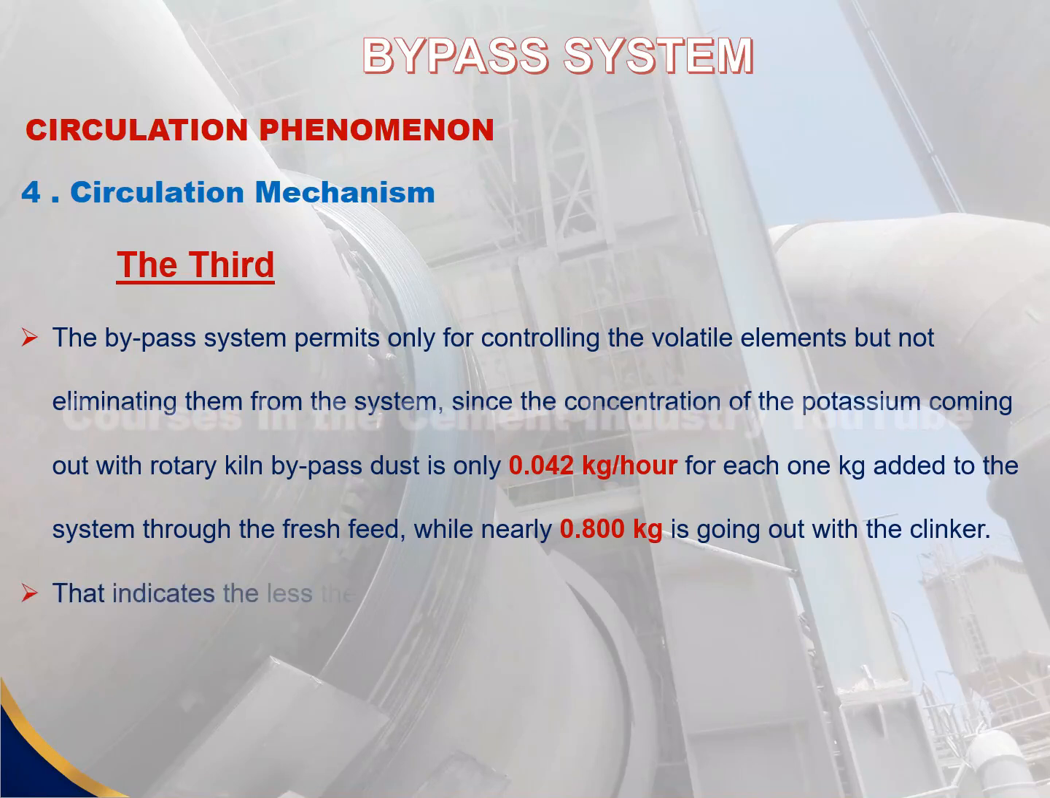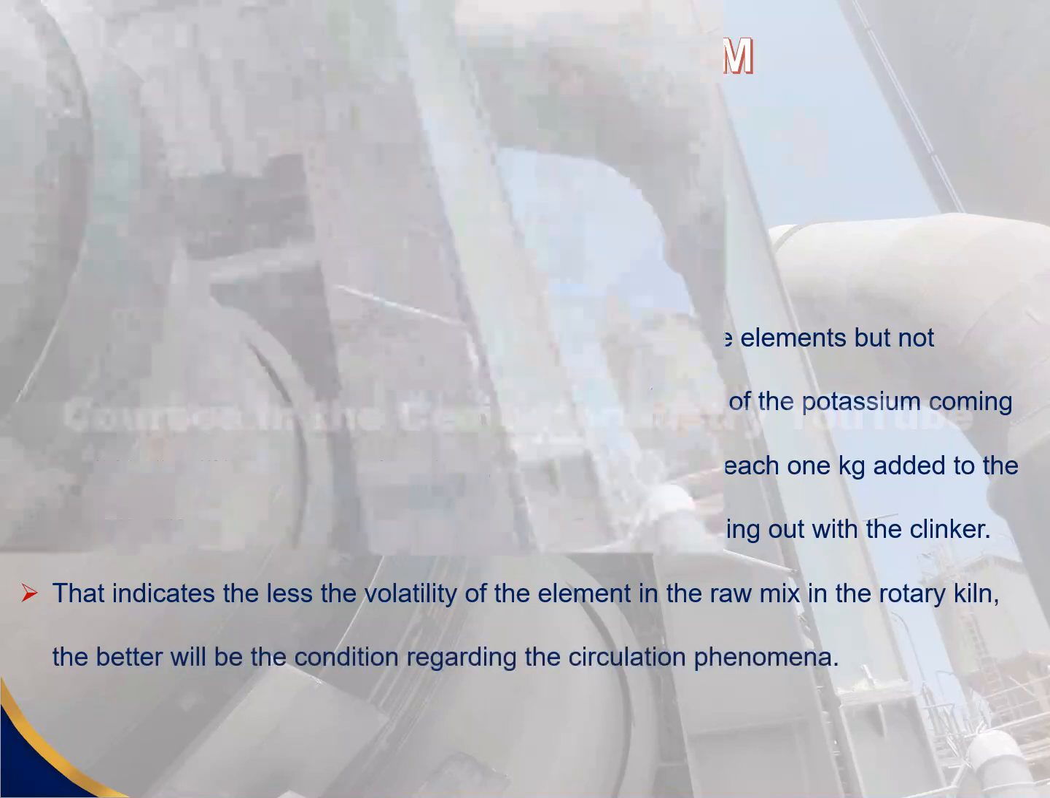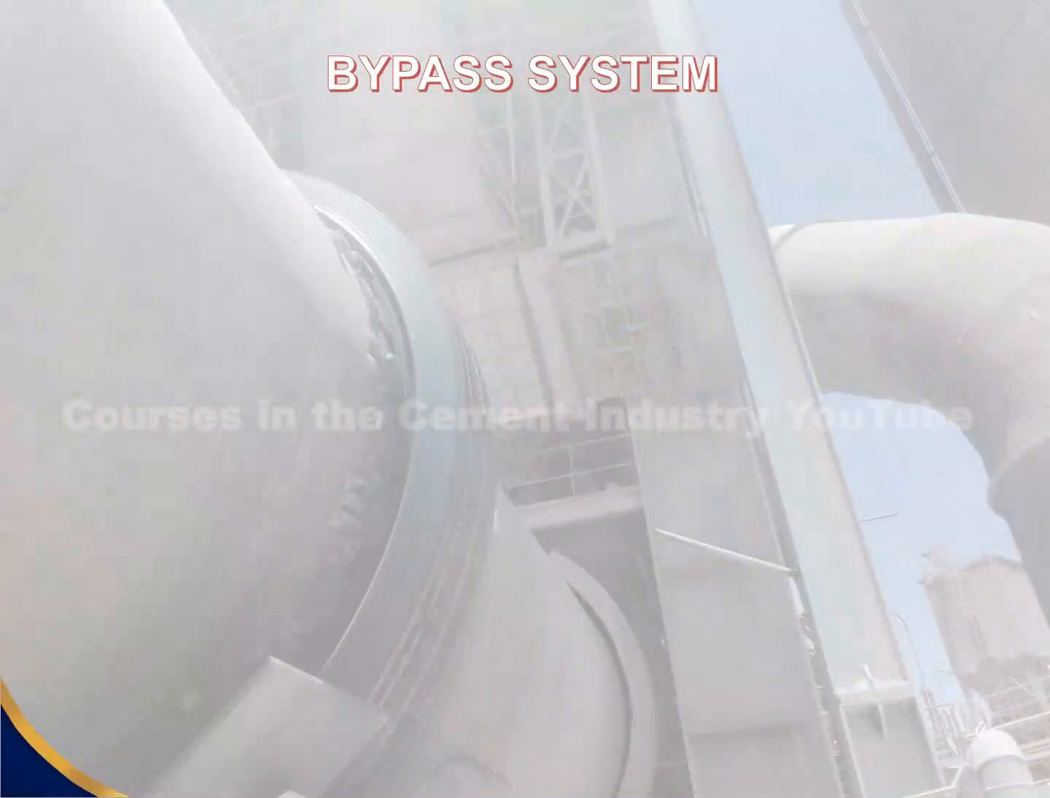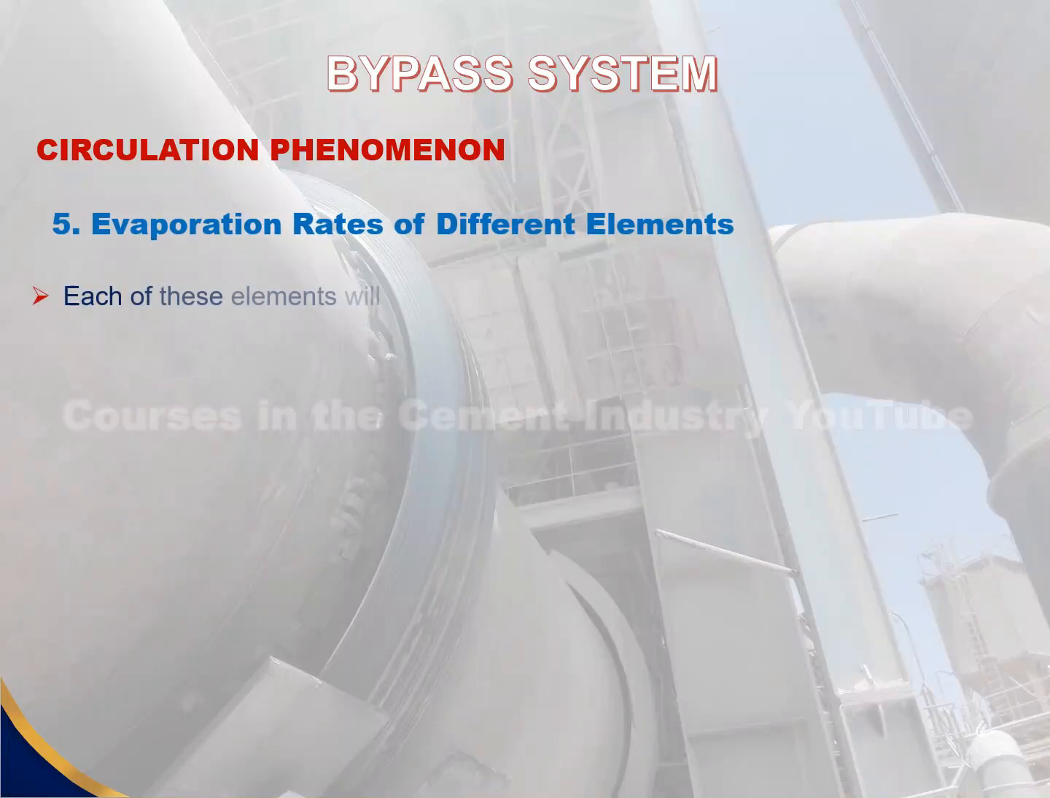That indicates the less the volatility of the element in the raw mix in the rotary kiln, the better will be the condition regarding the circulation phenomena. We follow circulation phenomenon. 5. Evaporation rates of different elements. Each of these elements will have its evaporation rate or volatility.